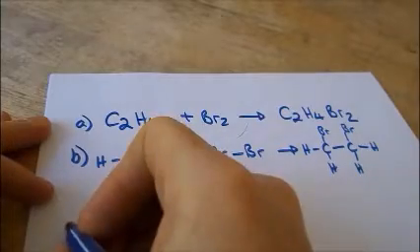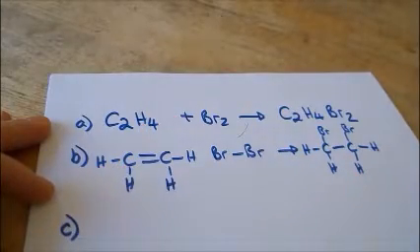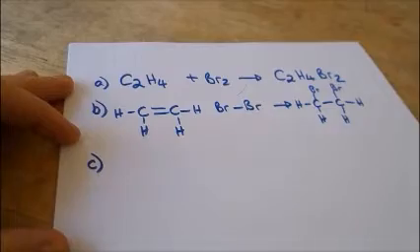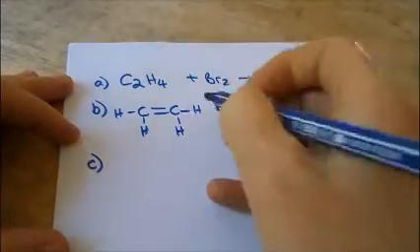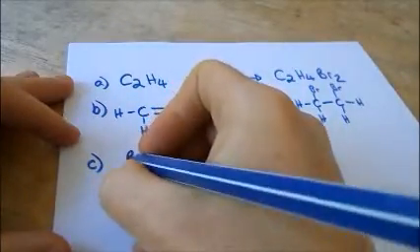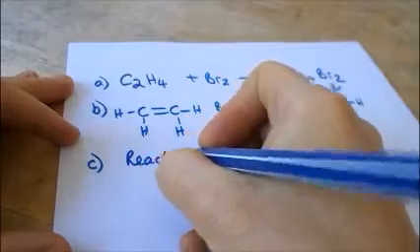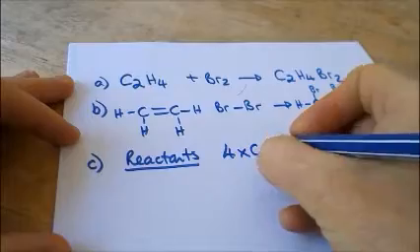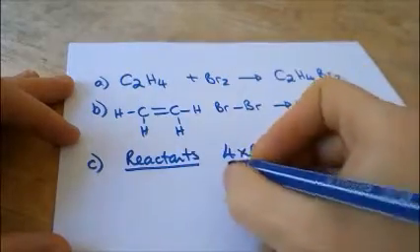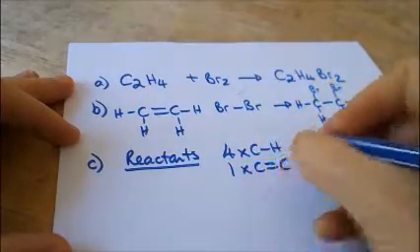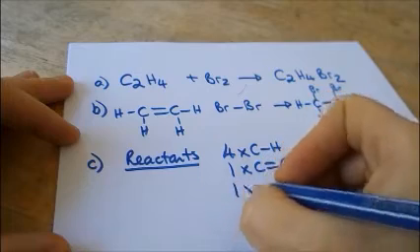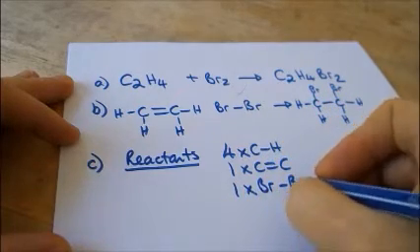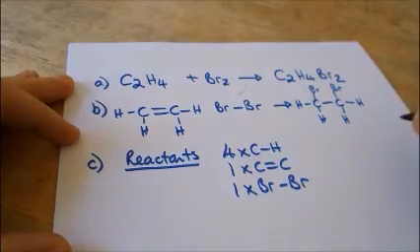Now we need to work out the energy needed to break all those bonds in the reactants. Okay, so we have a look at what we've got. So we've got 4 CHs. So if I just put a little heading there to start with. So reactants is 4 times CH, carbon-carbon double bond. It's easy to miss those ones in the middle. Bromine-bromine bond. And we need to evaluate all of those.